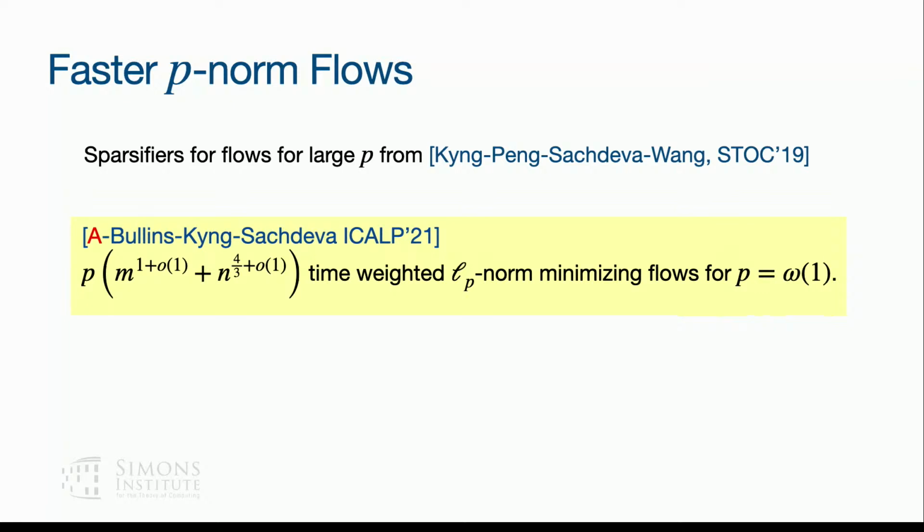And you can also show that you can improve this by using sparsifiers for graphs. So you put it back in the iterative refinement framework, you get the residual problem. We can use some tools from this paper that appeared in STOC, and that gives us sparsifiers for the residual problem. And once you have the sparsifier, you can just solve that. So it reduces to some m plus n to the 4/3 time algorithm for these weighted LP norm flow problems.